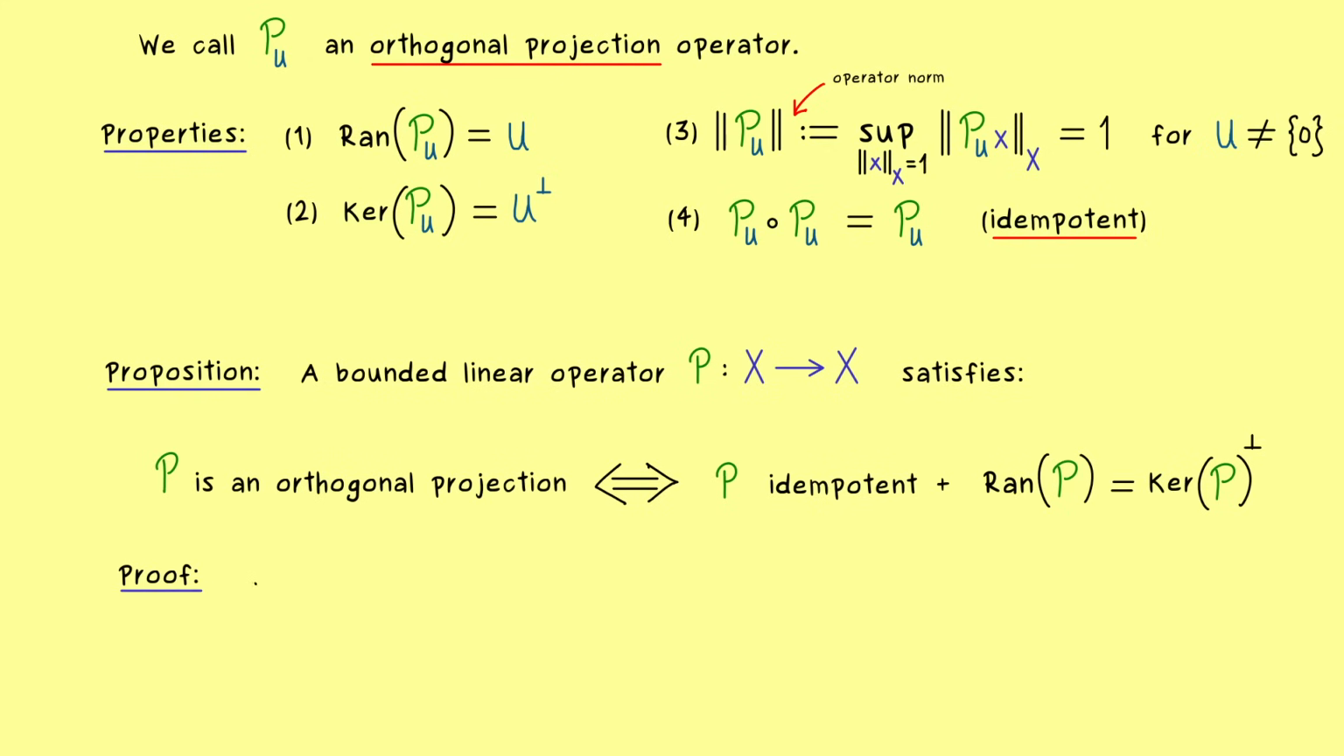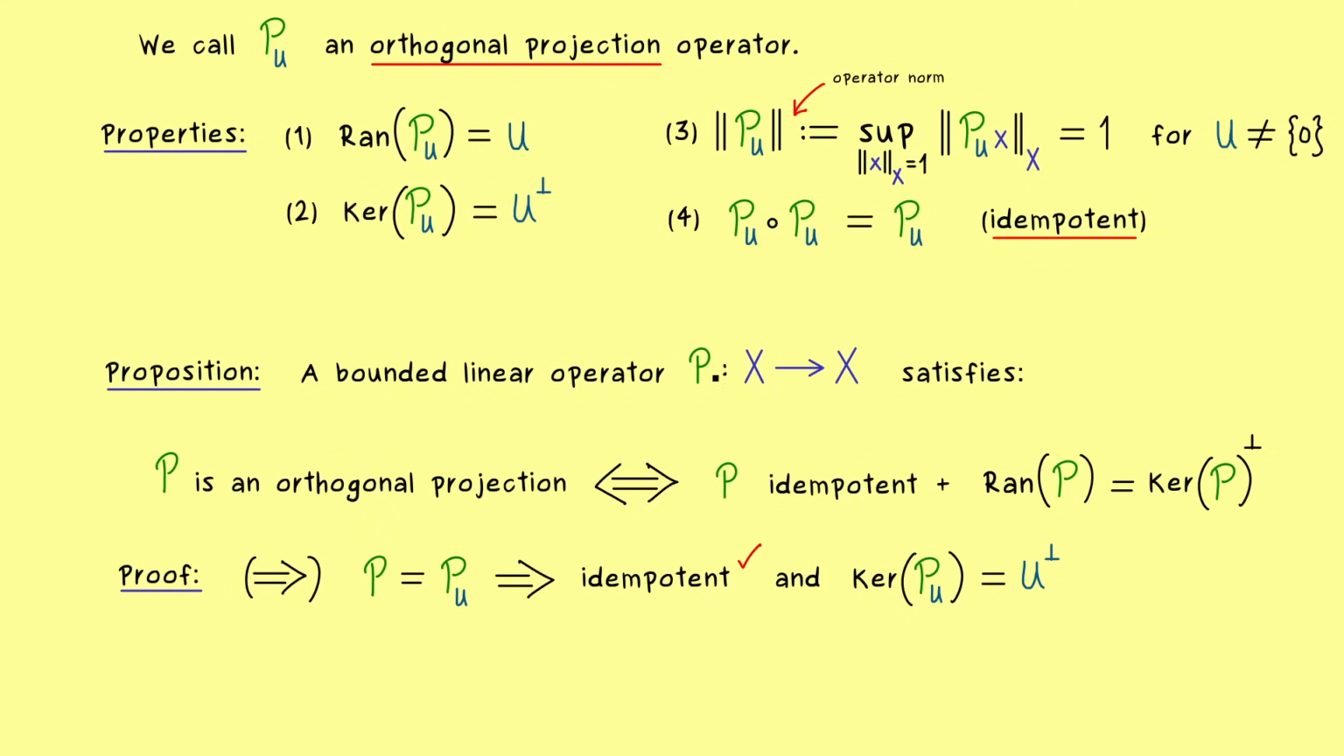And there the first implication should be simple, so let's assume that P is already an orthogonal projection. This means P is actually an operator P_U for a closed subspace U. Hence, idempotent is already given by the fourth property. And moreover, we can easily combine the second and the first property to show this relation.